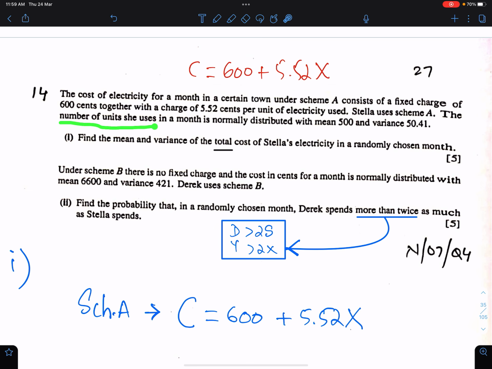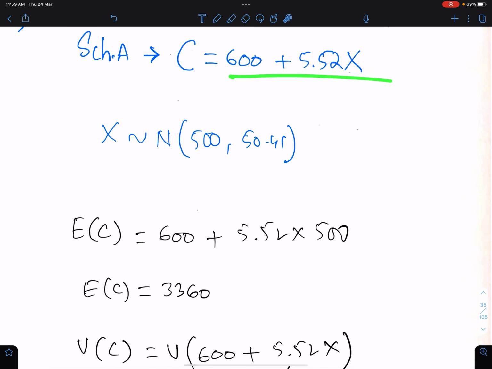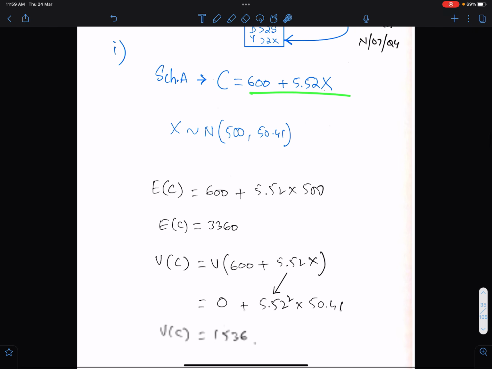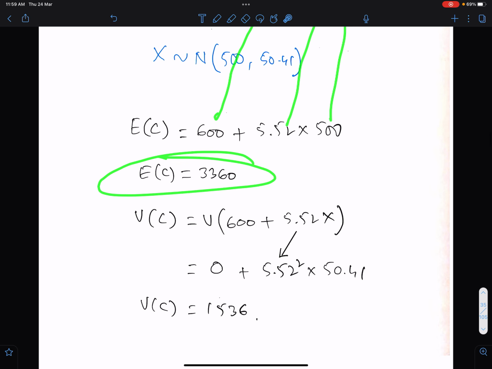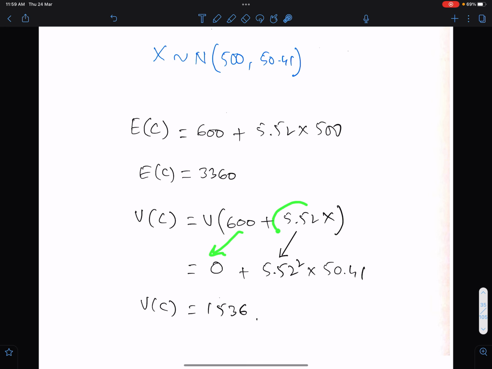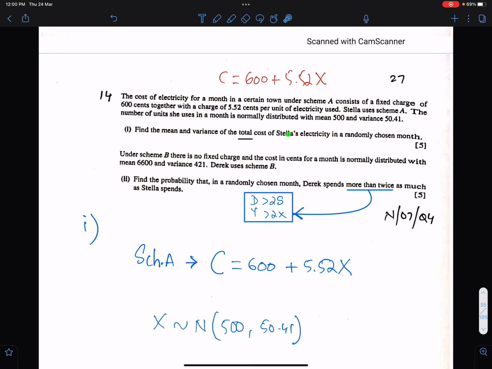Stella uses scheme A. So this is the equation for scheme A. The number of units she uses in a month is normally distributed with mean and variance as given. We can easily find its mean and variance. Make sure you square 5.52 while working out the variance of this equation. So here is the mean, 600, 5.52, mean of x. In variance, variance of a constant is always 0, and 5.52 must be squared because this is a multiple of this x. Here is the variance of this equation. And we have done this first part.